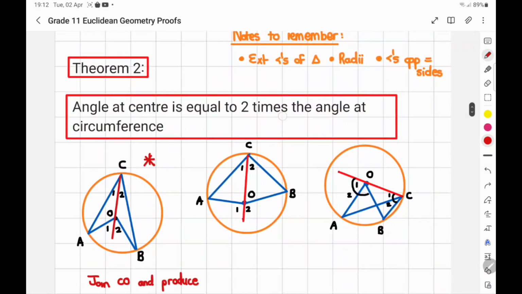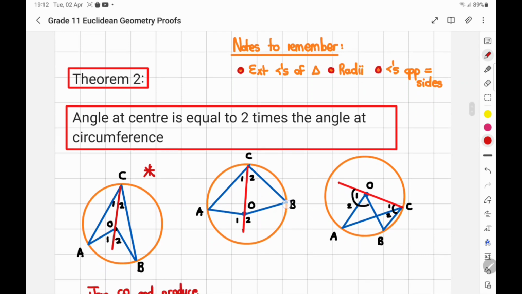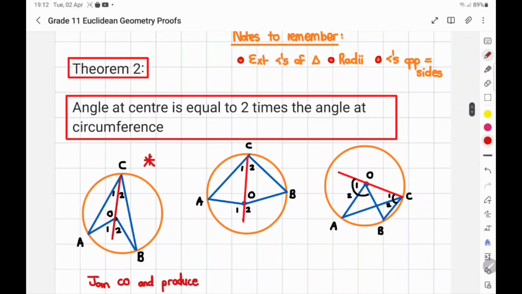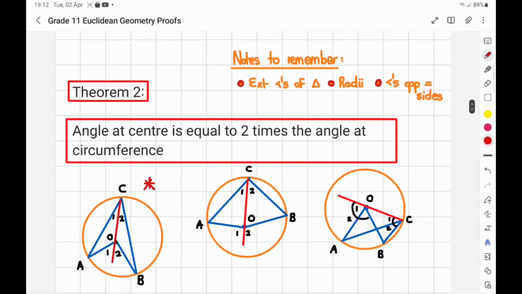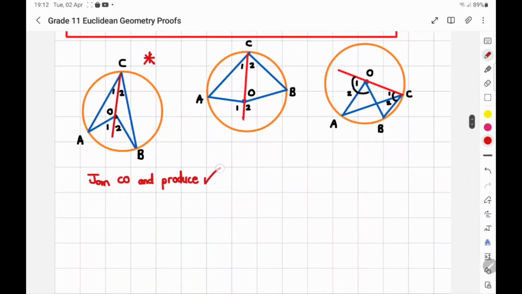Sorry, and I've made some notes over here. So remember, exterior angles of a triangle, radii, angles opposite equal sides. So these are the 3 reasons, external reasons, that we're going to use to prove this theorem. So you can remember it like that: exterior angles of a triangle is the radii, is the angles opposite equal sides. I always like to add a little bit of a rhyme or a joke. Okay, so that is your first mark.